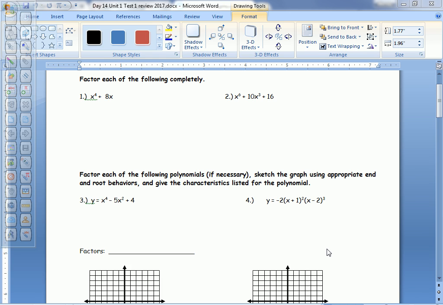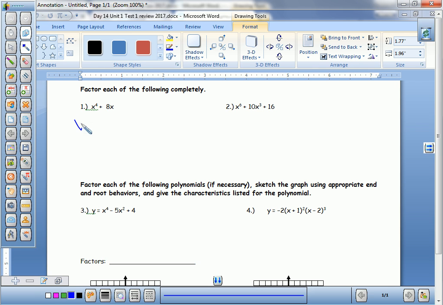Review covers factoring. Now, we did a factoring flip chart in here. So if you need to refresh yourself on factoring, pull it out. Go back through it. Number one, whenever we factor, step one is to always look for a greatest common factor. And number one has a greatest common factor. What is it? X. So that's what we're going to pull out first on this one. Okay, so if you didn't, please do so now.